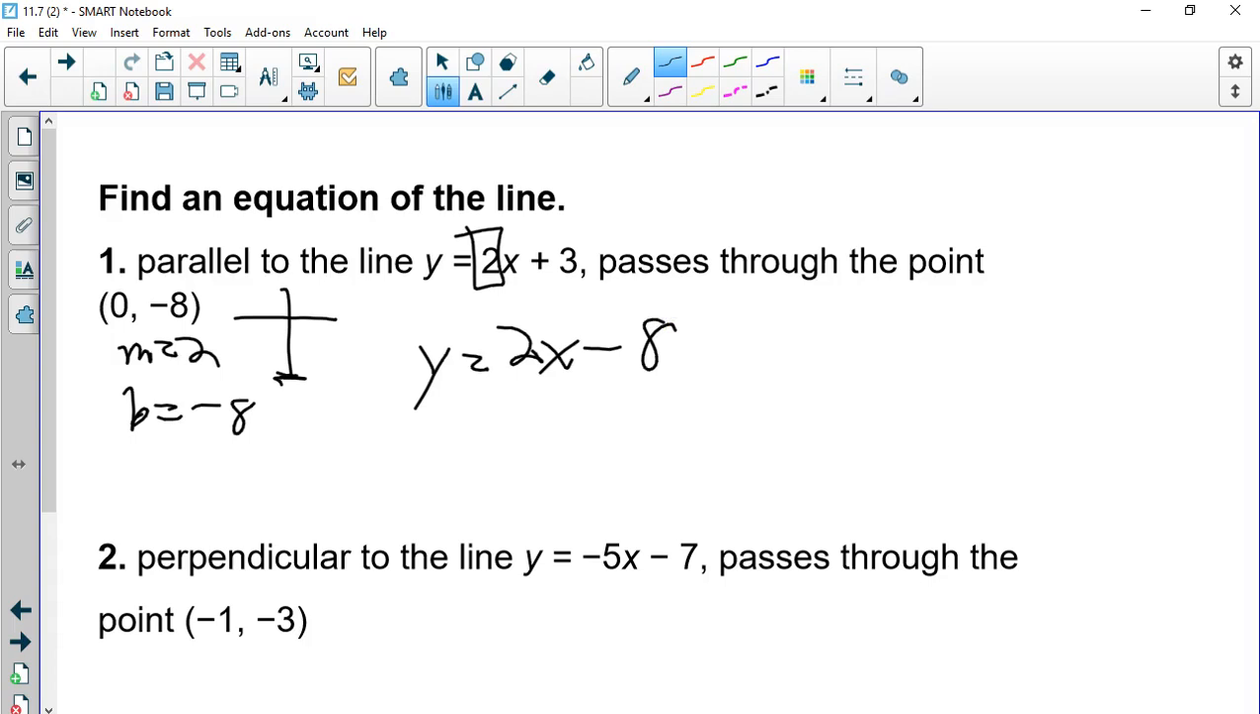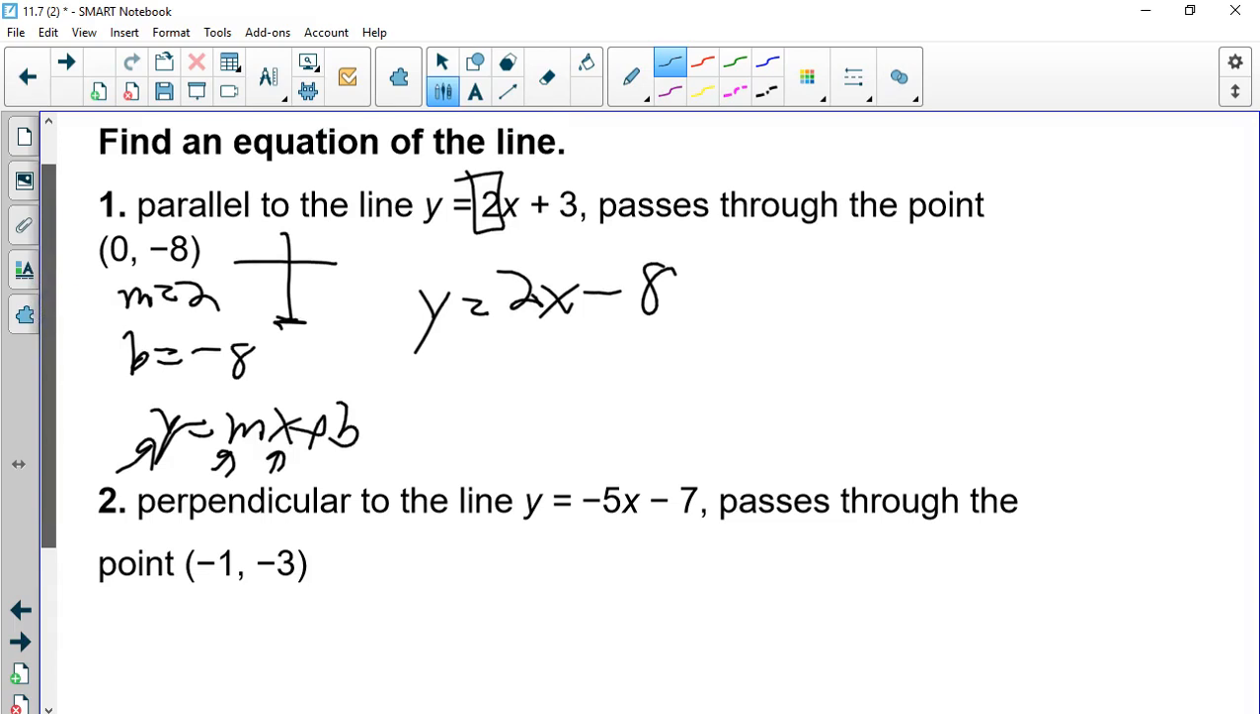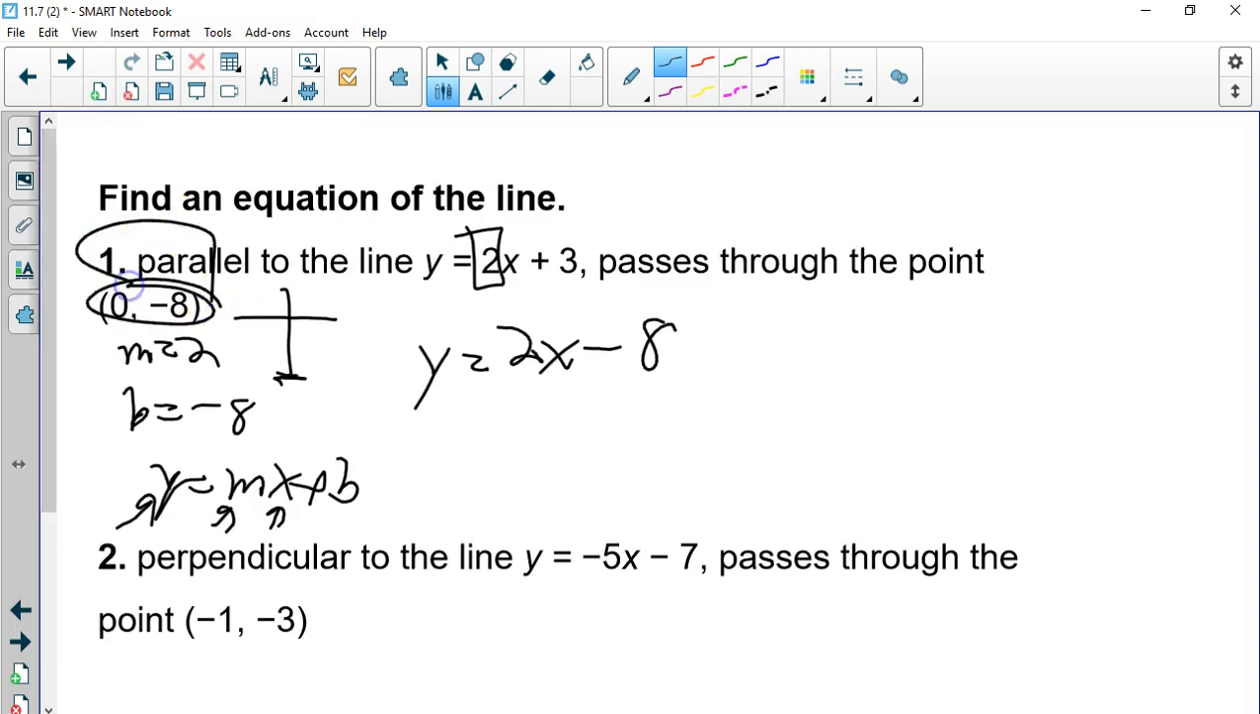Now, if this was (1, -8), well then, we would start off with our basic formula, and we would plug in the -8 here, we'd plug in the 2 here, we would plug in the 1 there, and then solve for b, and then have our equation. But we don't have to do all that work because we recognize that this was a y-intercept right here.